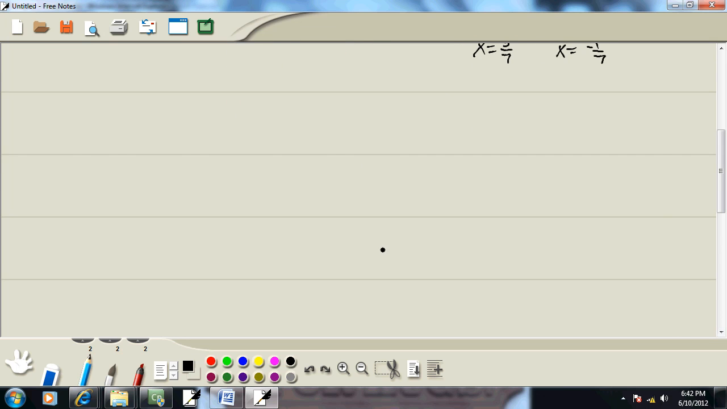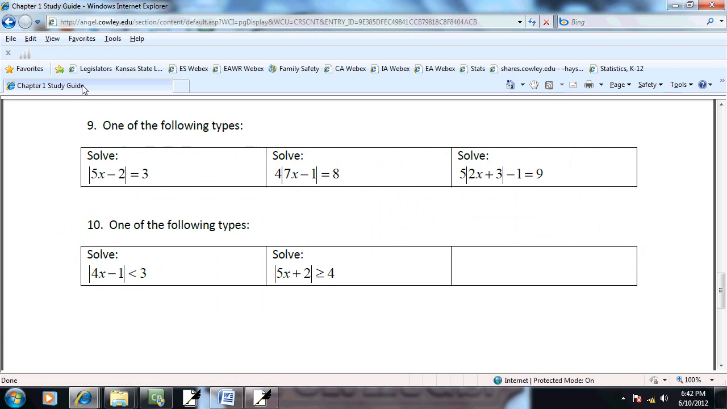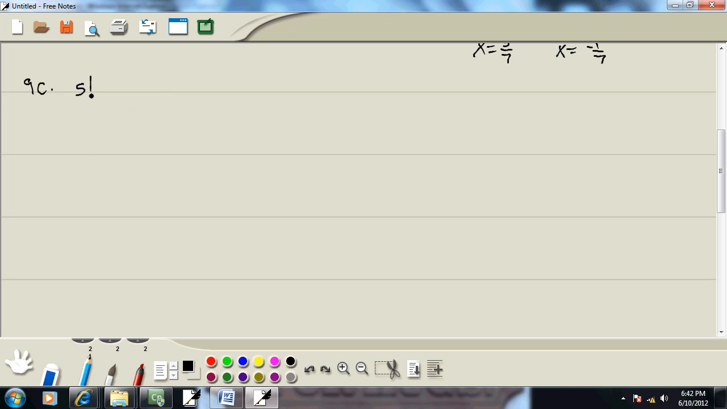Let's look at our last example of absolute value equations. We got 5 times the absolute value of 2x plus 3 minus 1 equals 9. Well, the absolute value isn't by itself, so I'm going to take this negative 1, move it to the right side. I'm going to take it over there, it becomes a positive 1. And 9 plus 1 gives us 10. And then I want to divide both sides by the number in front of our absolute value bar, which is 5.